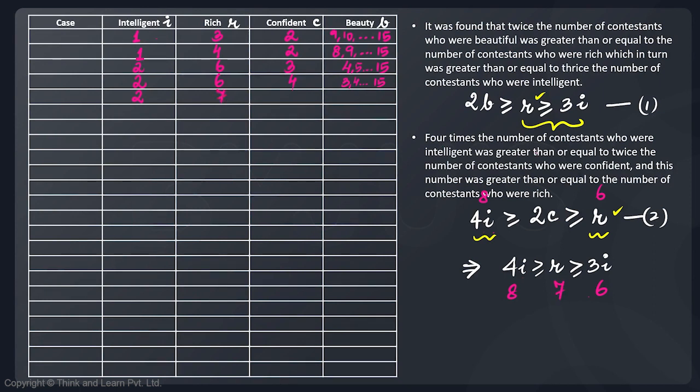Next is when R is going to be 7. So when R takes 7, and remember, I is 2, so 4I will remain 8 so far. So the minimum value of C that we can take is 4, so that 8 is greater than equal to 7 and so on. So C is going to be 4. 2 plus 7 plus 4 is 13. Hold on, 7 plus 4 plus 2, that is 6 plus 7, 13. So it's going to be 2, 3 and so on up to 15. Okay.